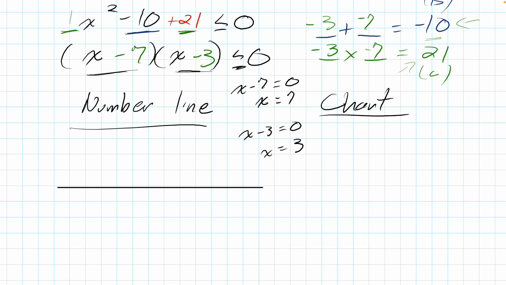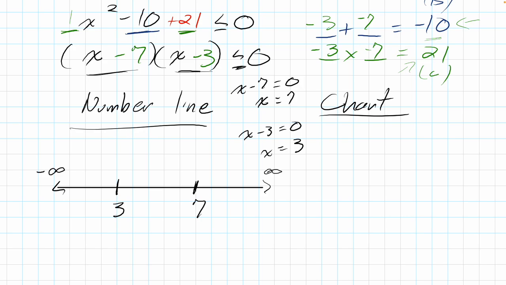Let's say we'll try to go from left to right. We have 3 and we have 7. What I actually want to do is define the ends of this number line also. To the left, it goes on to negative infinity, and to the right, it goes on to infinity.